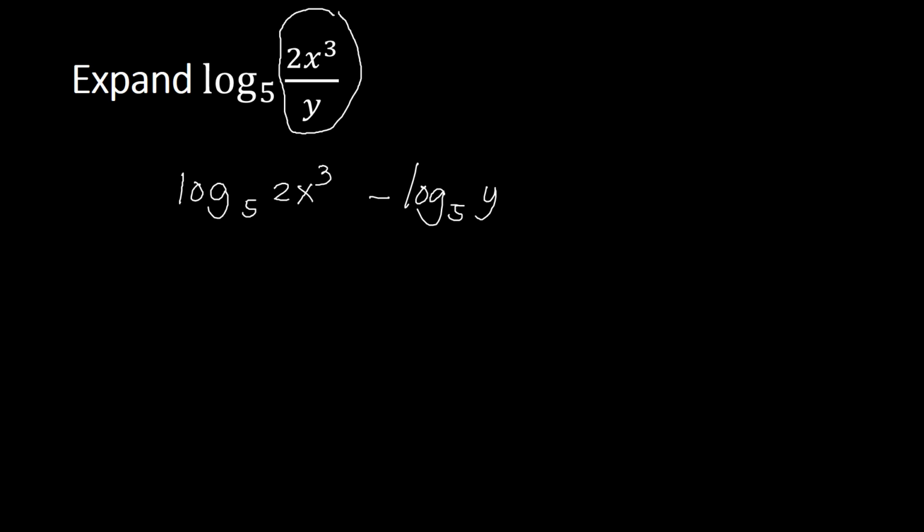So we will be following first the product, because again, your power here is only for the x term. You don't have a power on the 2. So that is why when we expand this, this is now log of 2 to the base of 5 plus the other factor, which is log of x cubed to the base of 5 minus log of y to the base of 5. Now, next one, the second term contains a power, so we have to expand.